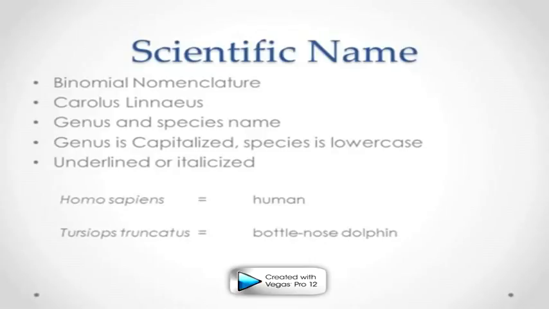So you should be familiar now with the 7 levels of classification and scientific names, and you're going to use this information to do some practice tomorrow and also to apply it to your species that you're doing for your project.